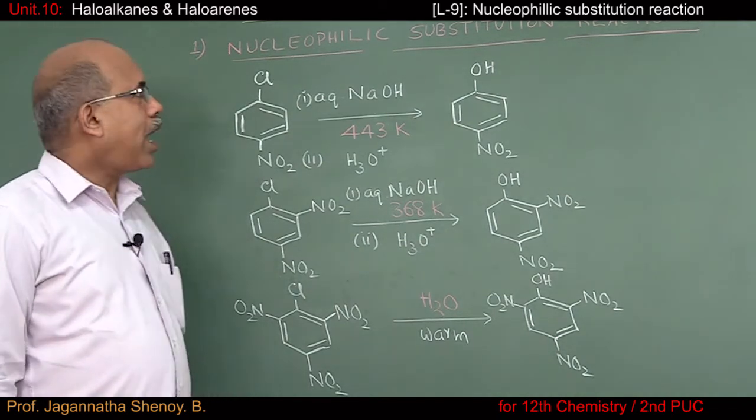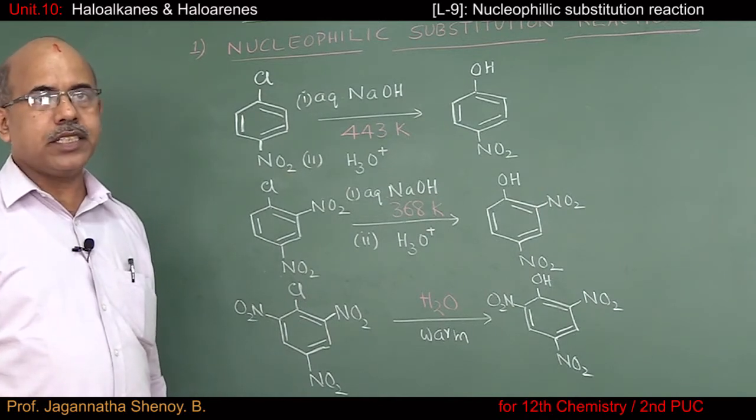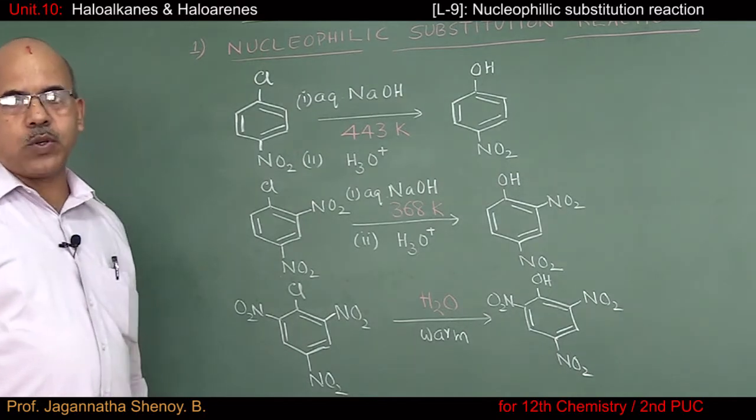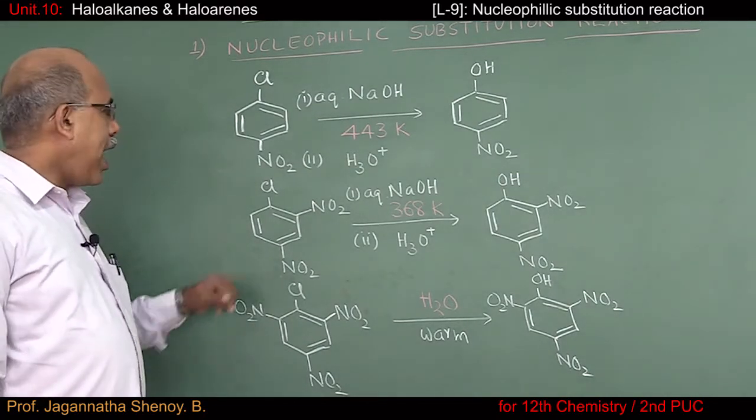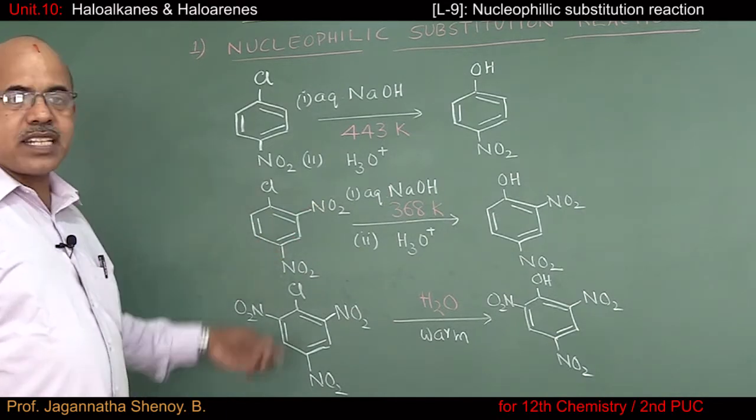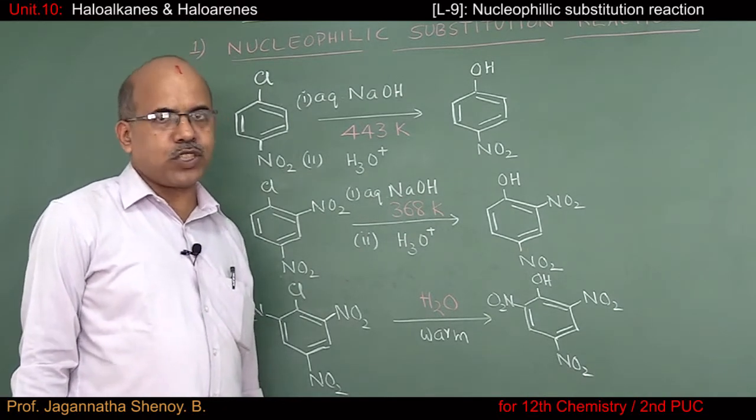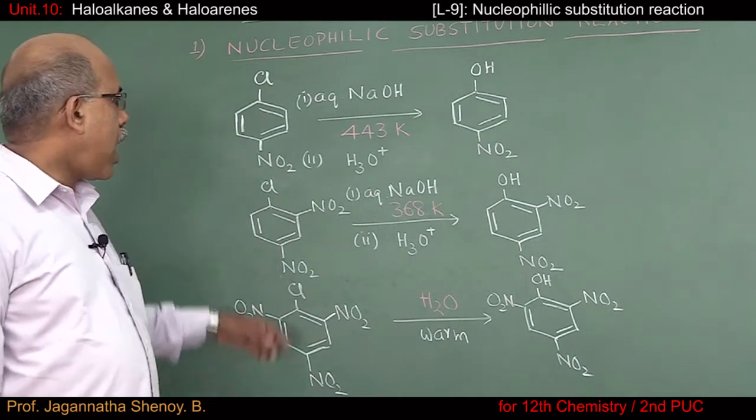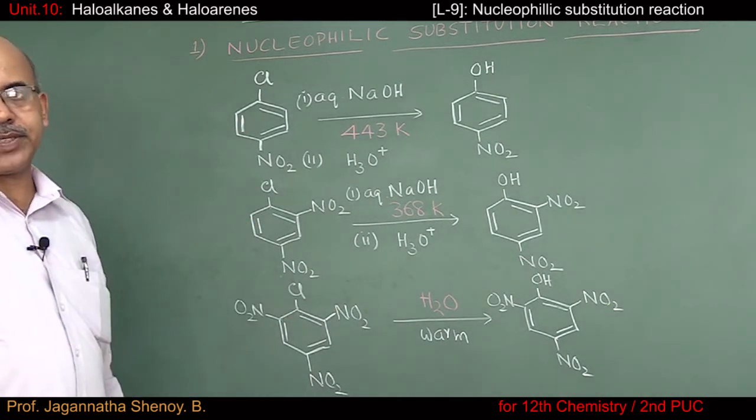So you know now, haloarenes are unreactive towards nucleophilic substitution reactions, but it is observed that electron withdrawing groups like NO2, whenever they are present at ortho and para positions, the haloarenes become more and more reactive towards nucleophilic substitution reactions. In order to provide evidence, I have considered these 3 chlorobenzene derivatives.